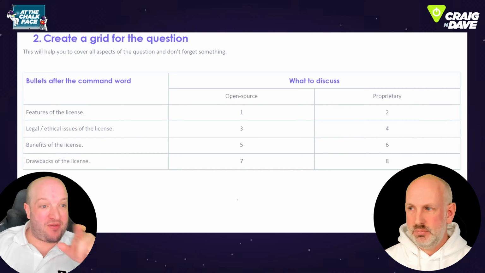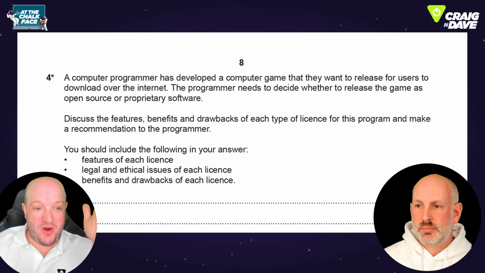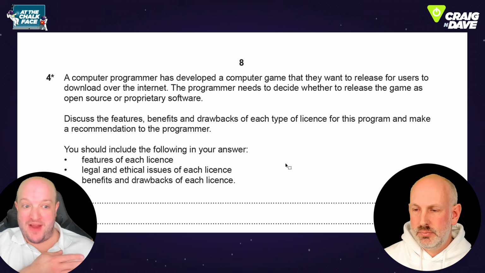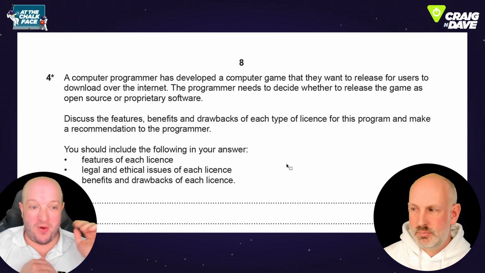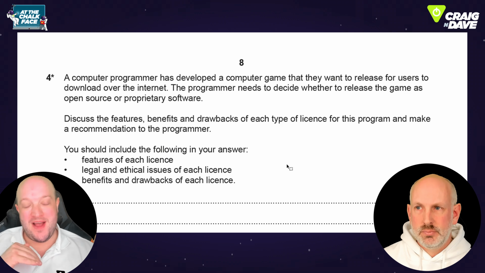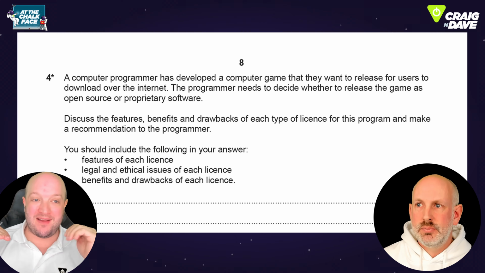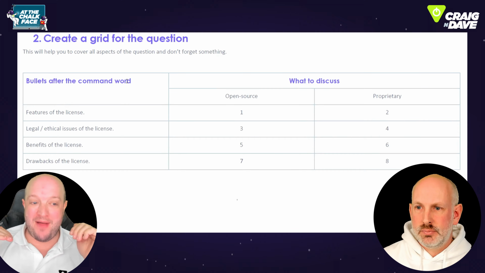So I'm just going to pop back to your bullets, because I noticed there's something really subtle you did there, which is obvious. Go back to the question. So we're looking at the question here, and Dave said on the left-hand side have the rows, and you always have these bullets. We've got 3 bullet points there: features, legal and ethical issues, benefits and drawbacks. And obviously, what Dave's done is pulled out 4 rows.